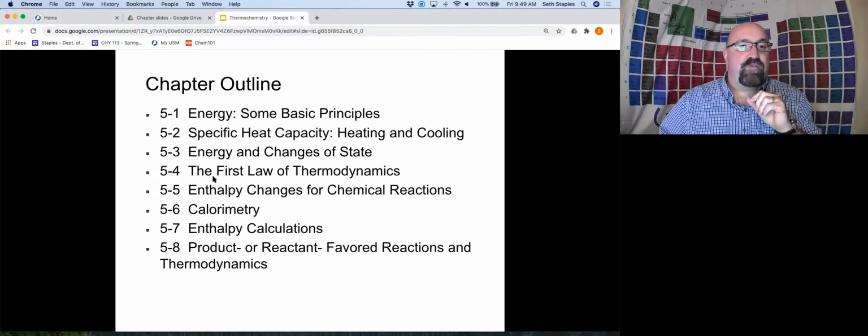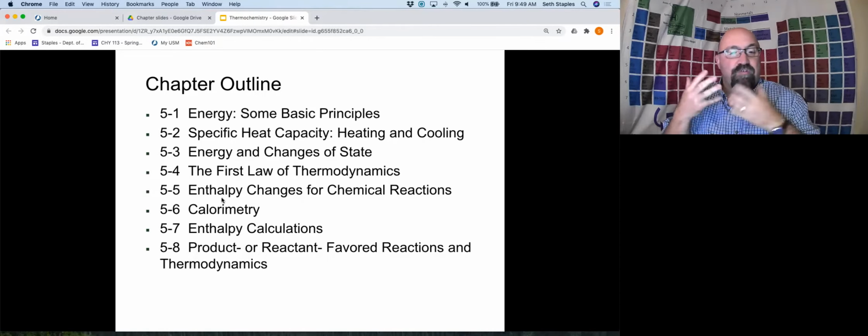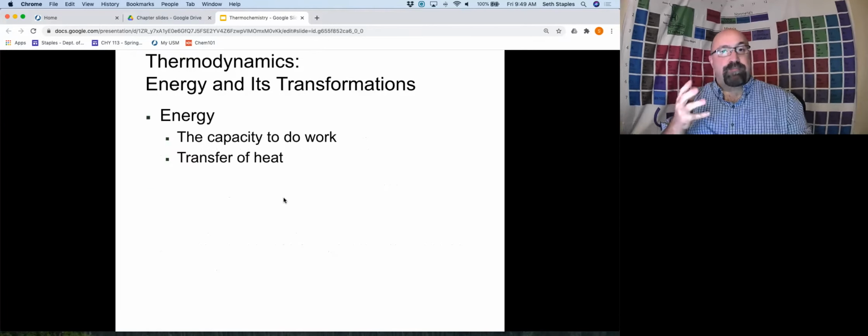And then in the next lecture, we'll start looking at the law of thermodynamics, what we call enthalpy changes for chemical reactions, and so the actual energy involved in a reaction itself. The study of calorimetry, which is using some of those energetics to study some other things about chemical reactions. And then finally, we'll look at some various ways in which we are able to go about looking at some of those energy calculations. So let's take a look at just some of the basics of energy in general.